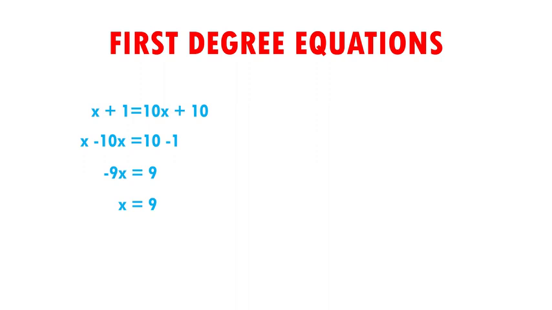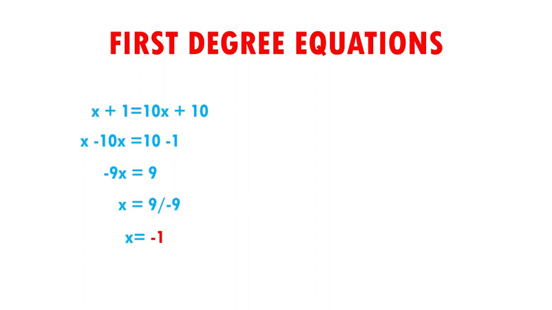The minus 9 that was multiplying the x passes to the other side of the equal sign, doing the opposite of multiplying, which is dividing. And I have that x is equal to 9 divided by minus 9. When doing the operation, I have that x is equal to negative 1.